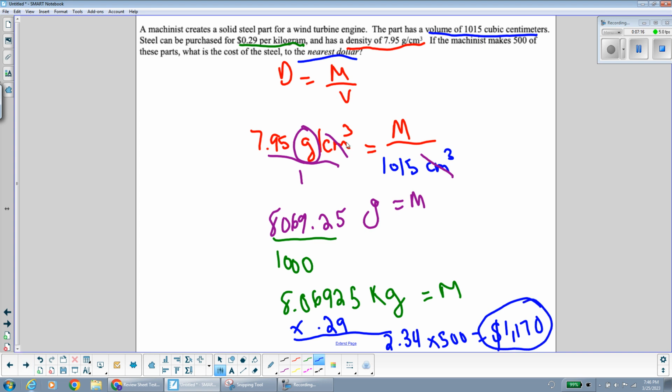So very important that you write out the units. Otherwise, you won't be able to see that you need to do a conversion if you need to do one.